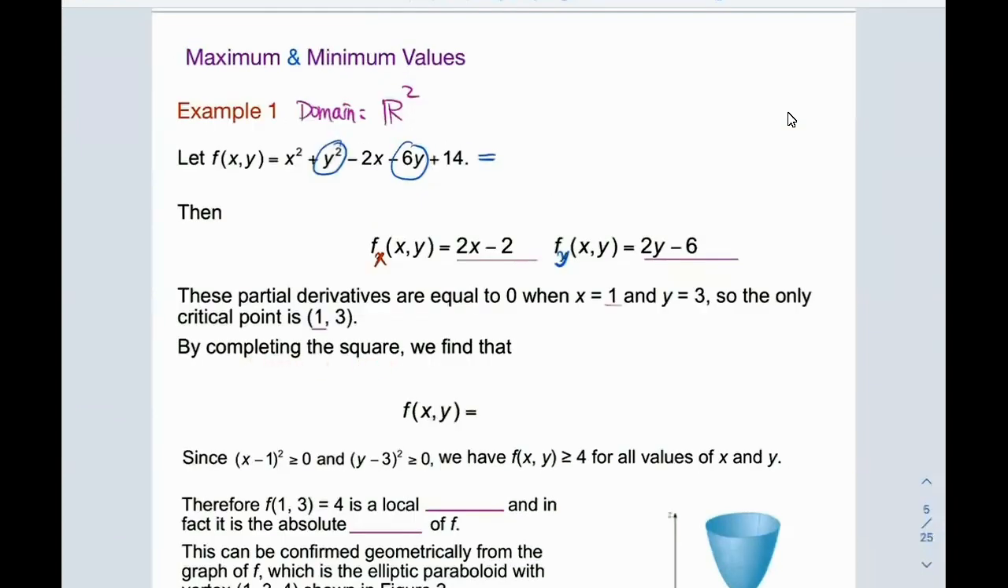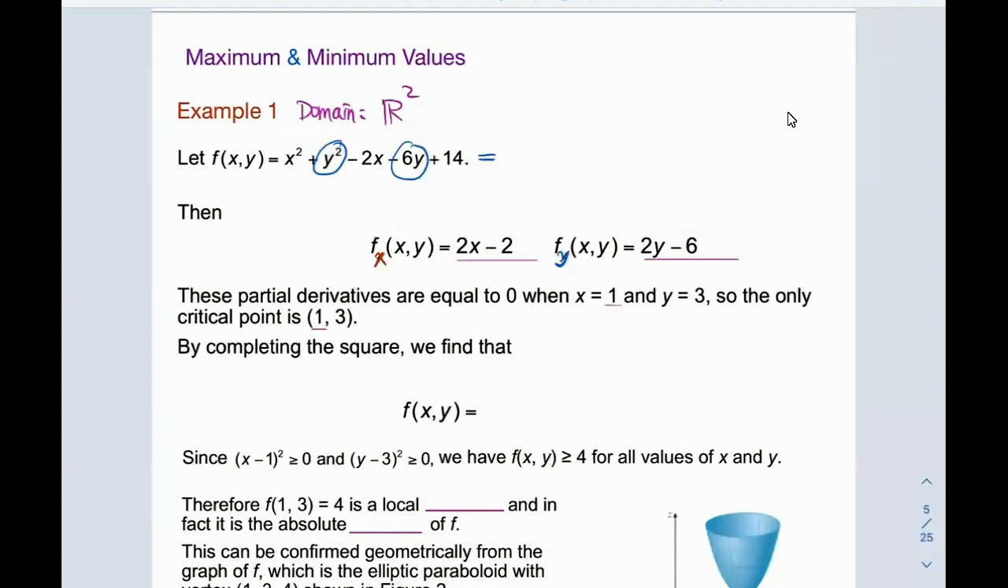Now it's a good time to review how to complete the square. Do you guys remember how to complete the square? I'm going to give you a review of how to complete the square here. So to complete the square, over here we have 2 variables, x and y.